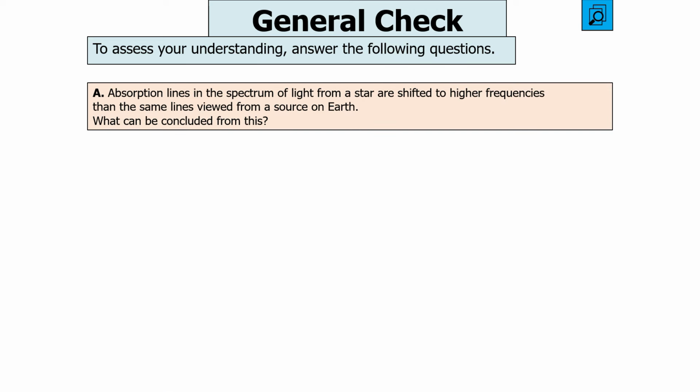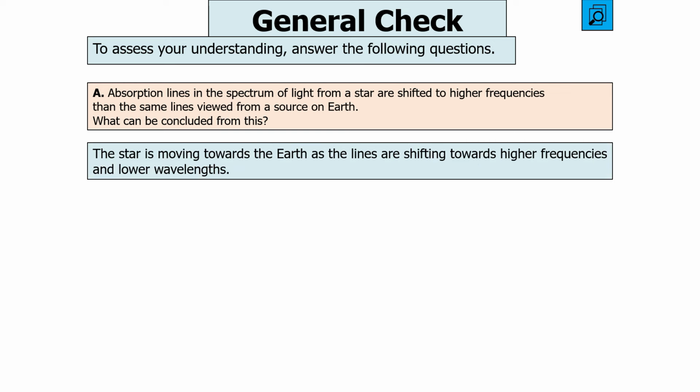Absorption lines in the spectrum of light from a star are shifted to higher frequencies than the same lines viewed from a source on Earth. What can be concluded from this? The star is moving towards the Earth, as the lines are shifting towards higher frequencies and lower wavelengths.